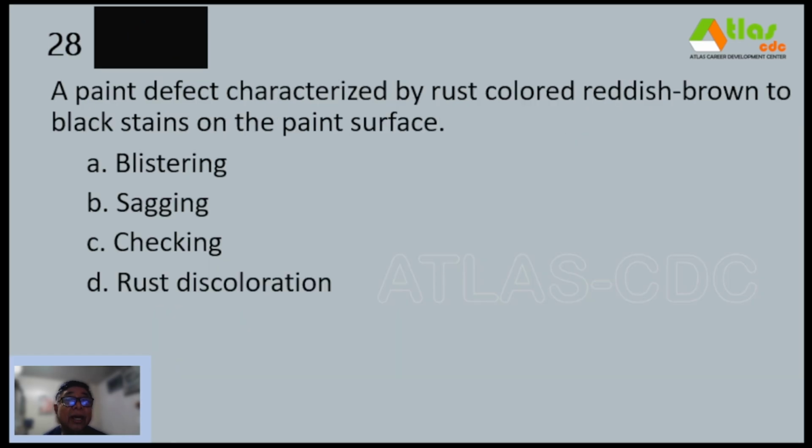28. A paint defect characterized by rust-colored reddish-brown to black stains on the paint surface. A. Blistering. B. Sagging. C. Checking. And D. Rust discoloration.